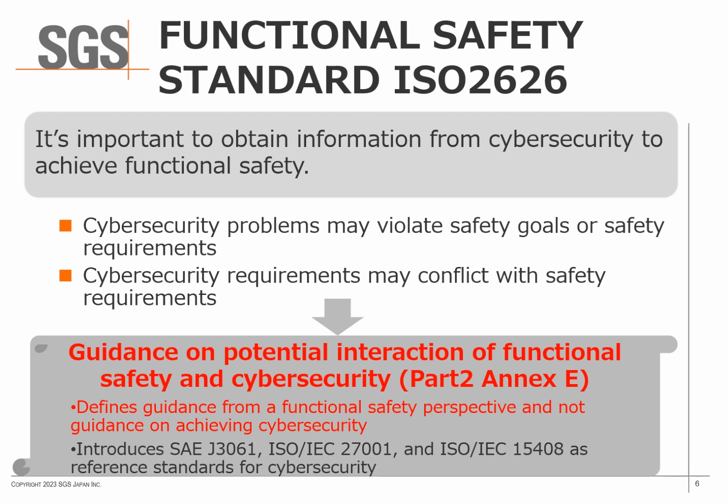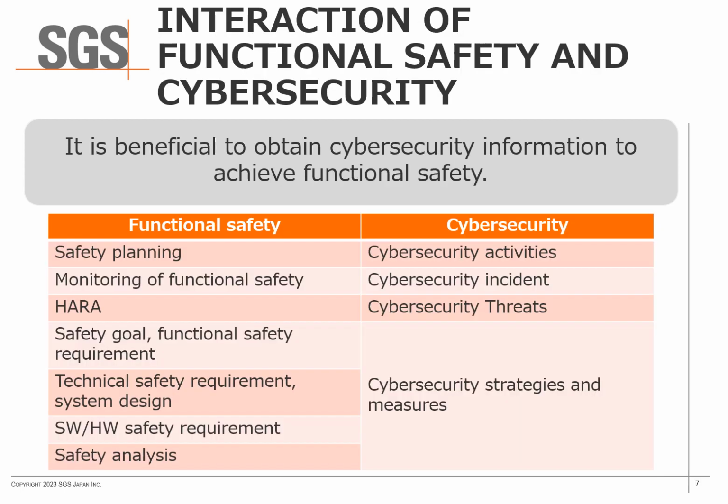Detailed guidance on the communication channel between safety and security is defined in Annex E of Part 2. But it does not provide any guidance or procedures on achieving cybersecurity. It only introduces other standards as references for cybersecurity activities. It's useful to obtain information from cybersecurity to achieve functional safety.